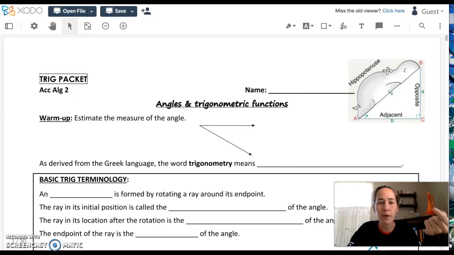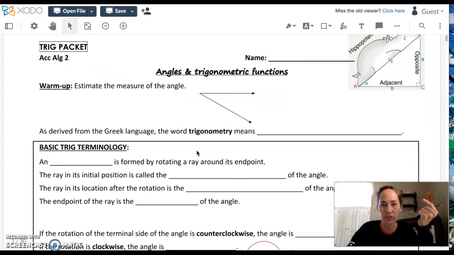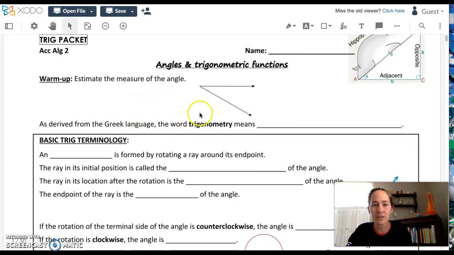And I have a new packet where I'm going to pull some examples from, called your Trig Packet, where it says angles and trig functions at the top. Even just look at this warm-up here. It says estimate the measure of the angle. Think about it for a second. What would you estimate without pulling out a protractor? What do you remember from geometry?